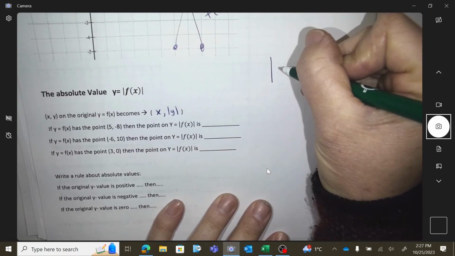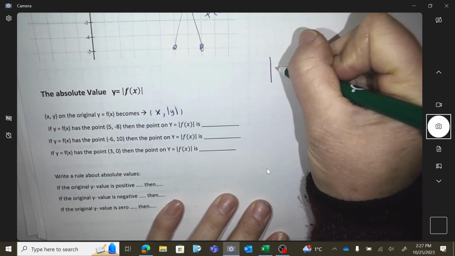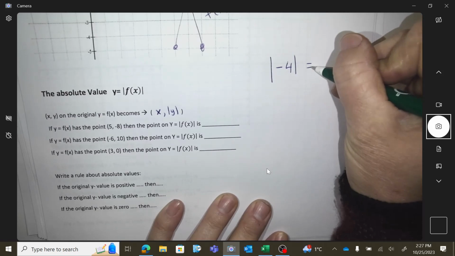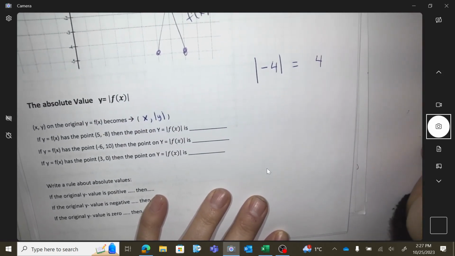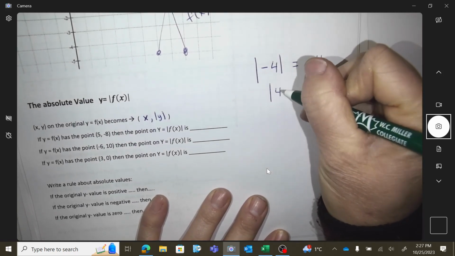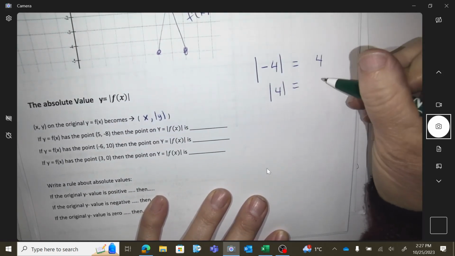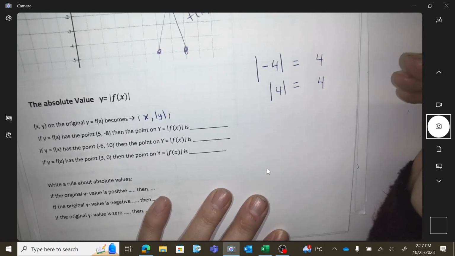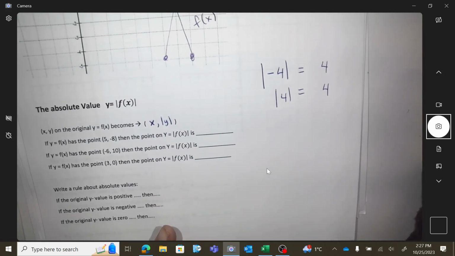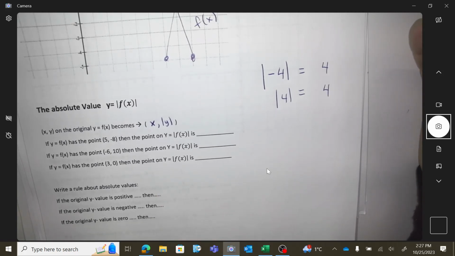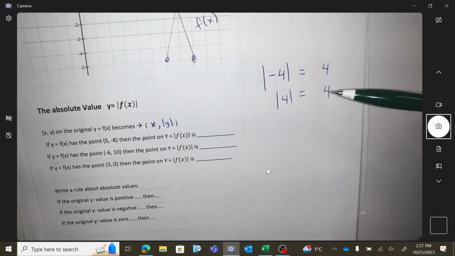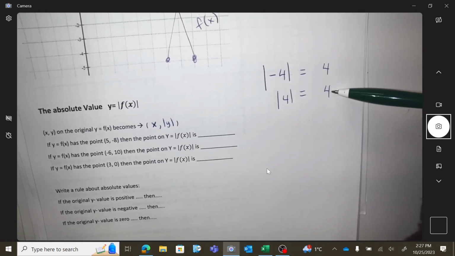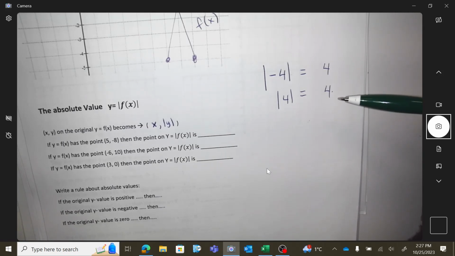The absolute value of -4 is just 4. The absolute value of 4 is 4. So what was kind of the idea? Think about distance, right? If you traveled south 4 kilometers, it's just 4 kilometers. If you traveled north 4 kilometers, it's just 4 kilometers. It's the magnitude of the number without the directional part of the number.